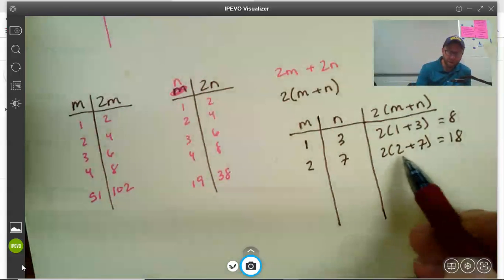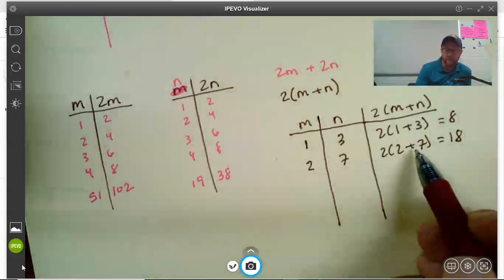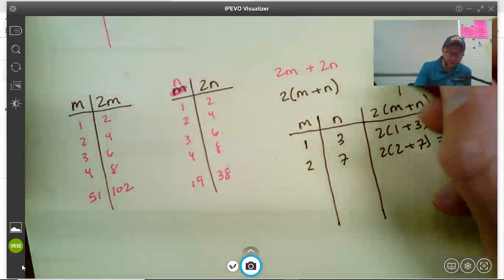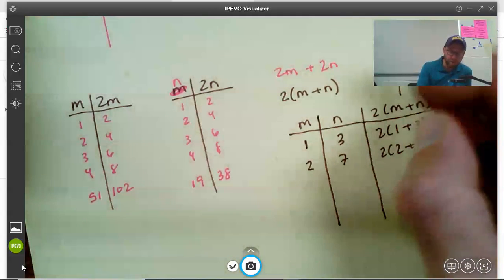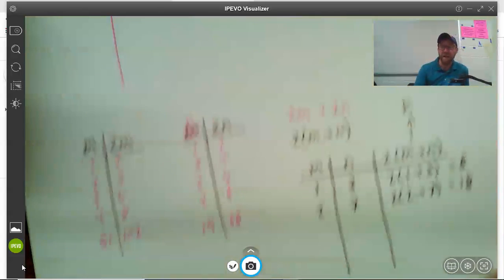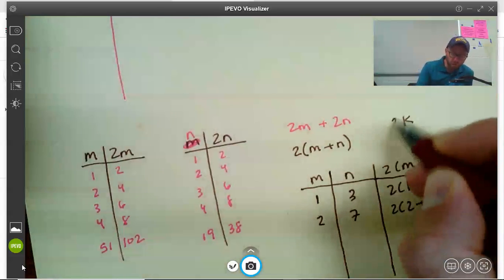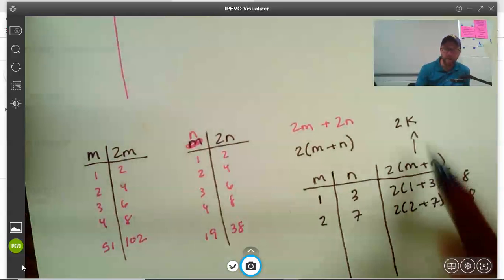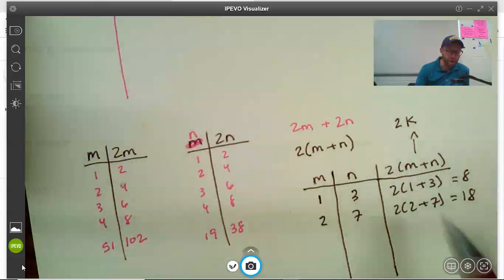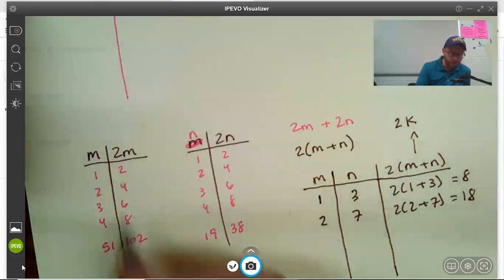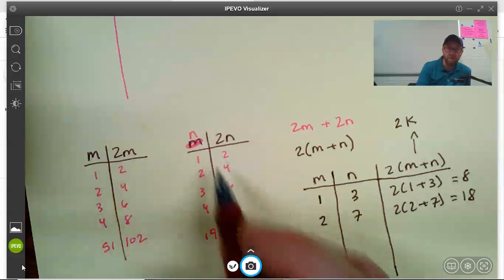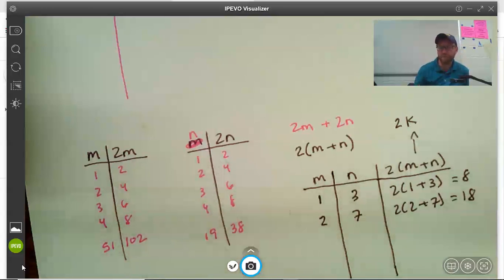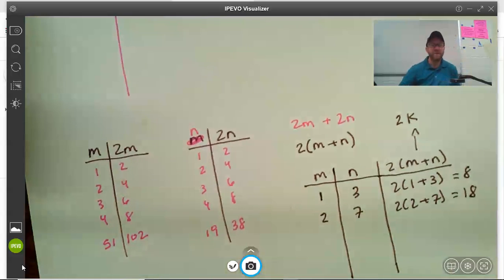If you think about it, whatever I pick for these, I'm just going to add them together, and I could call the sum of m plus n something else. I could call it k. And so this rule would really be just 2k, because k is m plus n. I can take any 2 numbers, add them together, and just call the sum k. And then I have a rule that's just like these, 2m and 2n, just with a different variable. So that's how we know that the sum of any 2 even numbers is another even number.